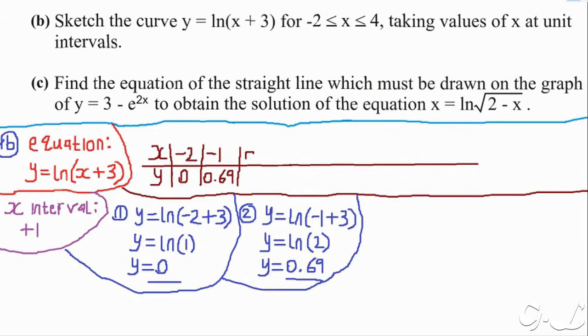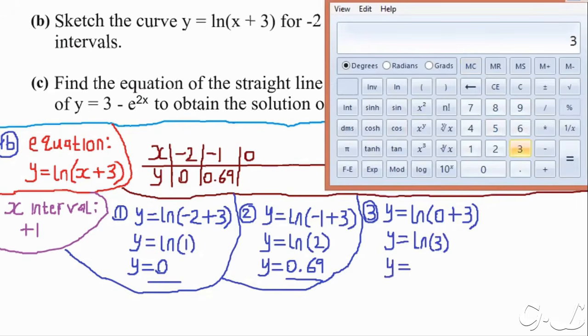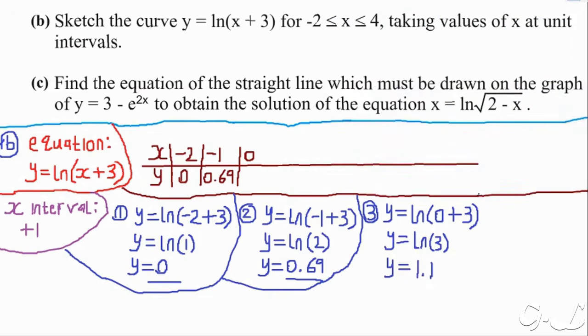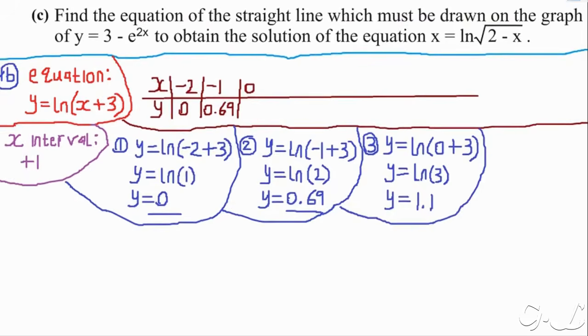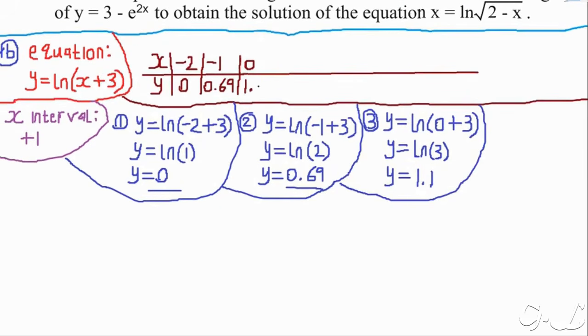Again, -1 plus 1 is 0, so you have to do the same again. When you evaluate, it will be natural log of 3. Then when you use your calculator to find the natural log of 3, it will be 1.10 when you round it off. So it will be like that.